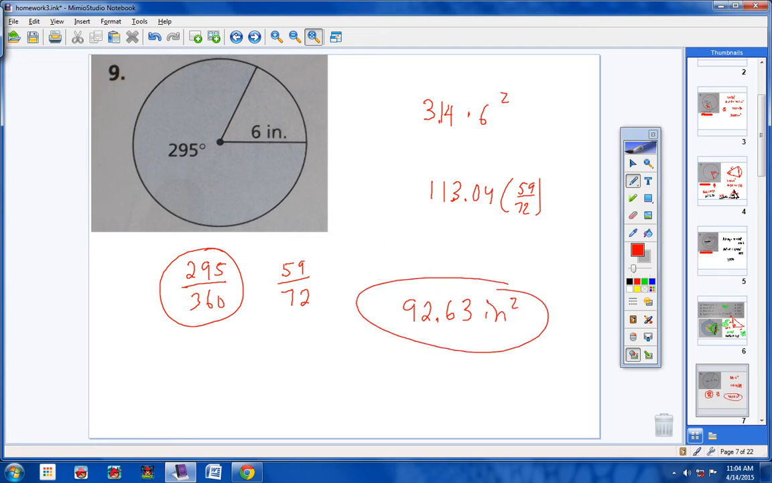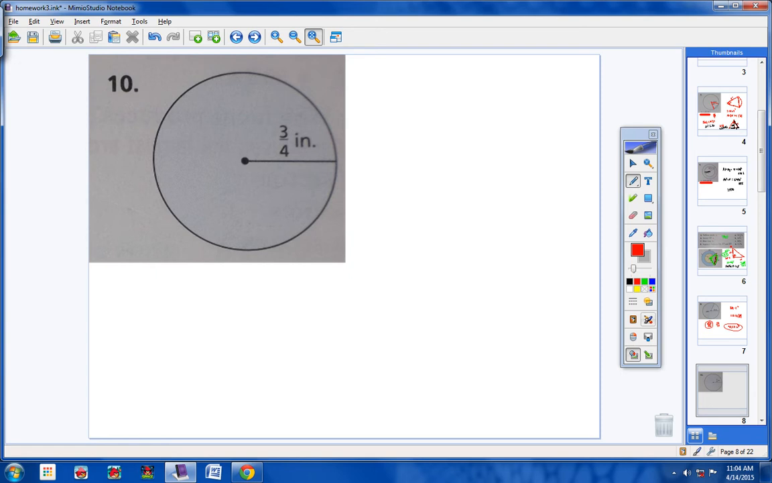Okay, there we go. Moving on to number 10. Students, on number 10, we're finding the area of the entire circle. That should be pretty simple to do. Of course, we're going to take the radius, which is 3/4 squared, times 3.14. Now, at this point, if you'd rather use 0.75 and square that, I have no problem with that.